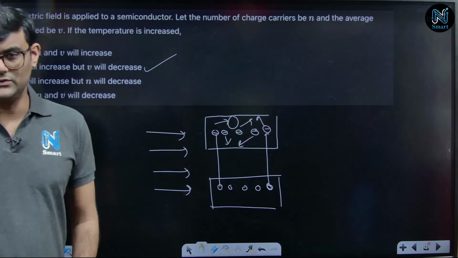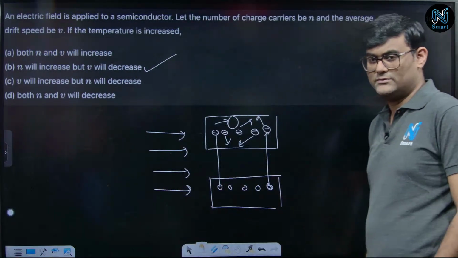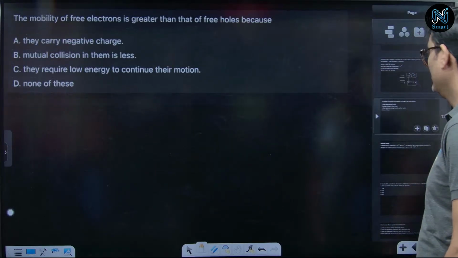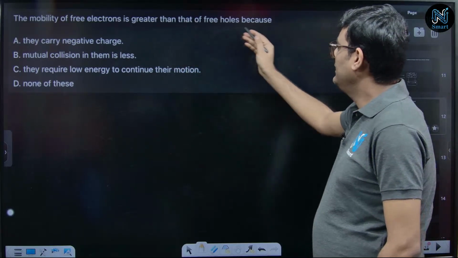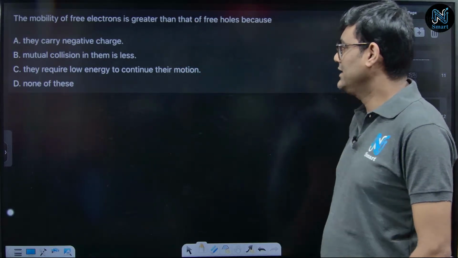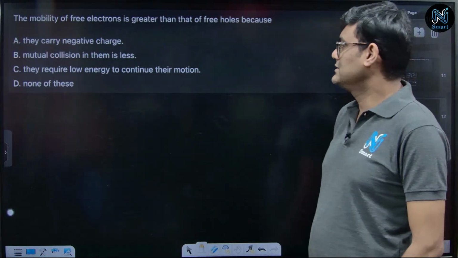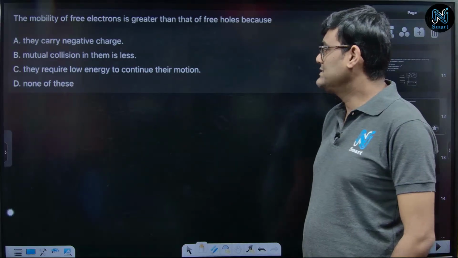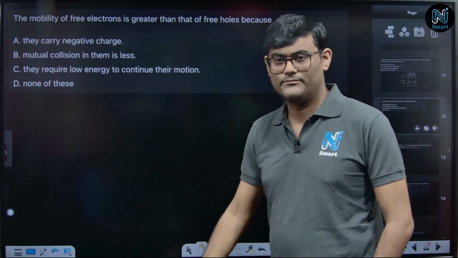I hope you have understood the solution of this particular question. Let's move to the next question. Mobility of free electron is greater than free holes. What is the reason behind that? We have four options again. They carry negative charge, because of mutual collision, it requires less energy to continue their motion, and none of these.